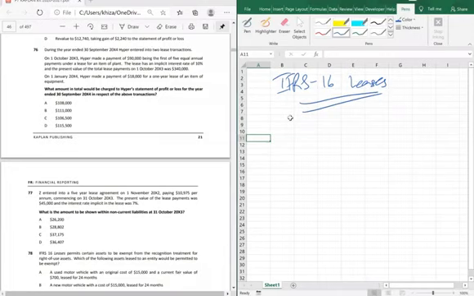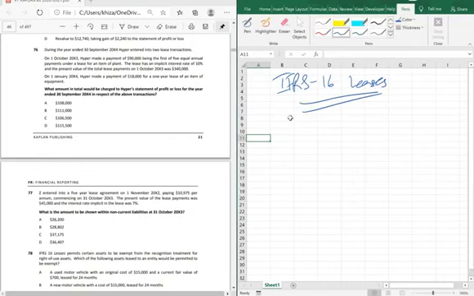Our lecture for today is on IFRS 16. We'll be targeting Section A questions of IFRS 16 today. Probably we'll do Section B questions as well. In Section A, the first question that we have on IFRS 16 leases is question number 76. Let's start.